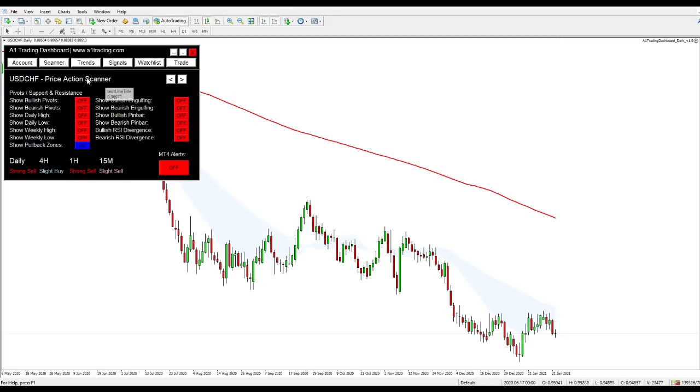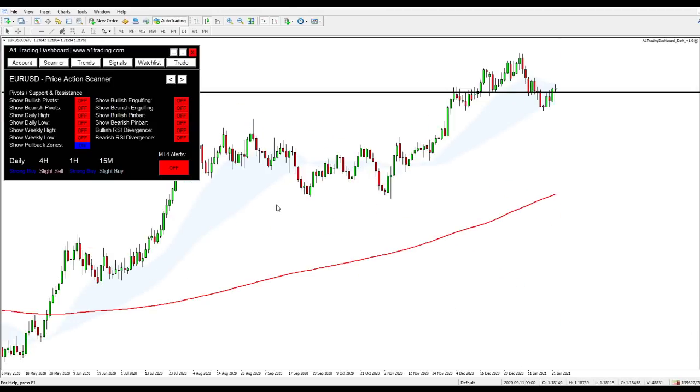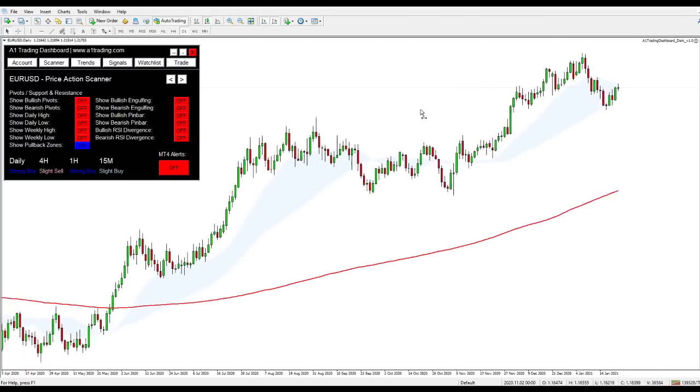So let's go ahead and take a look at some of these markets, and let's tab over to the first one, which is going to be Euro USD. Now, Euro dollar has been a pretty dang good pair for me in the last few months as we've been on this pretty strong uptrend.